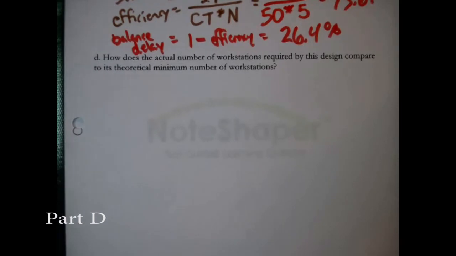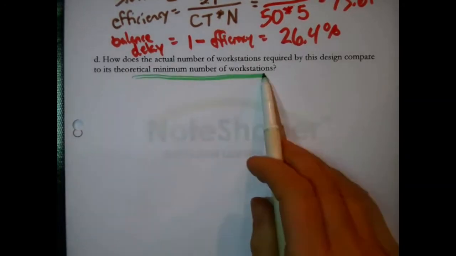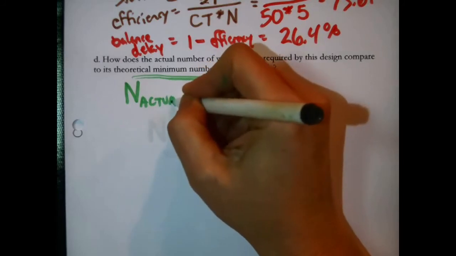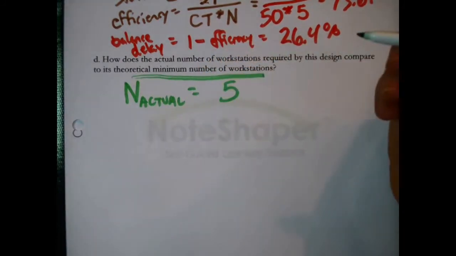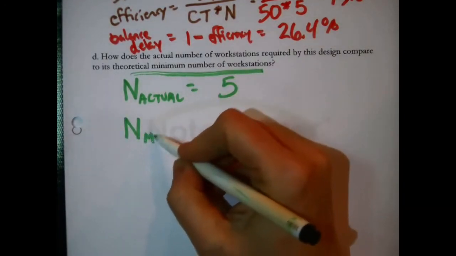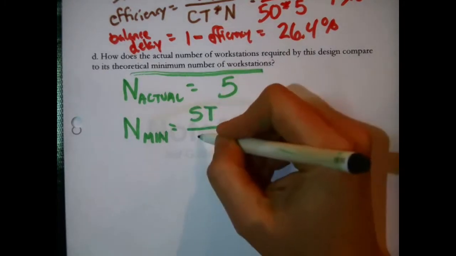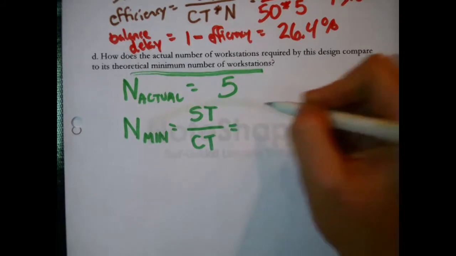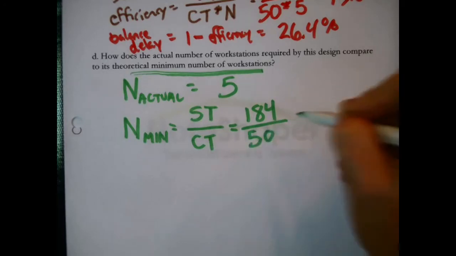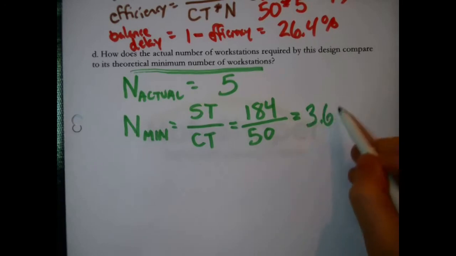How does the actual number of workstations required by this design compare to the theoretical minimum number of workstations? Okay, now the actual number, we keep saying this, but I'm just writing it down as notes. It's 5. There's 5 stations in our design. The theoretical minimum is a formula. You take the sum of the task times and you divide by the cycle time. Okay, well, we've retrieved the number for the sum of the task times. That's 184. We said the cycle time was 50. So on my calculator, I get 3.68.